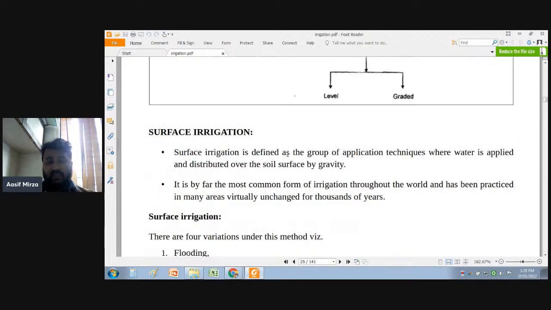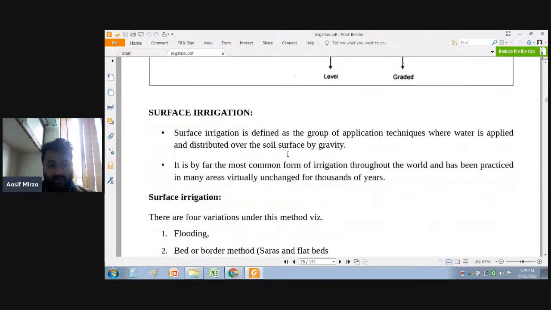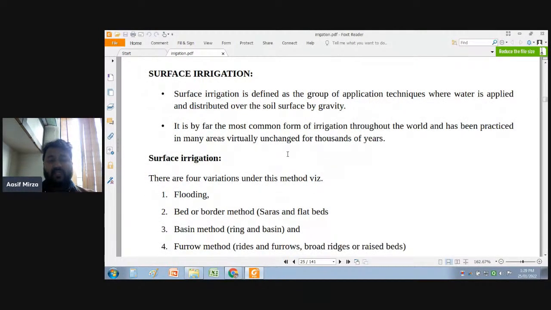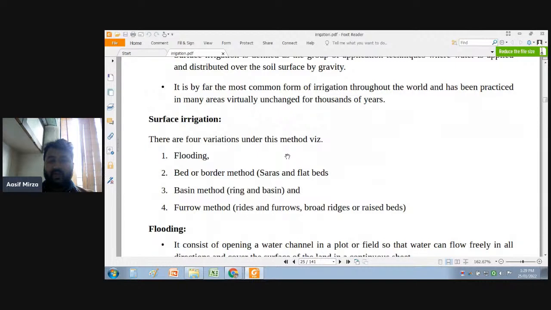Now, surface irrigation has four variations under the methods. Surface irrigation is again divided into four, that is flooding, bed or the border method, which is also called as saras and flat beds, the basin method, ring and basin, and finally the furrow method, which is also called as the ridges and furrows, broad ridges or the raised bed.